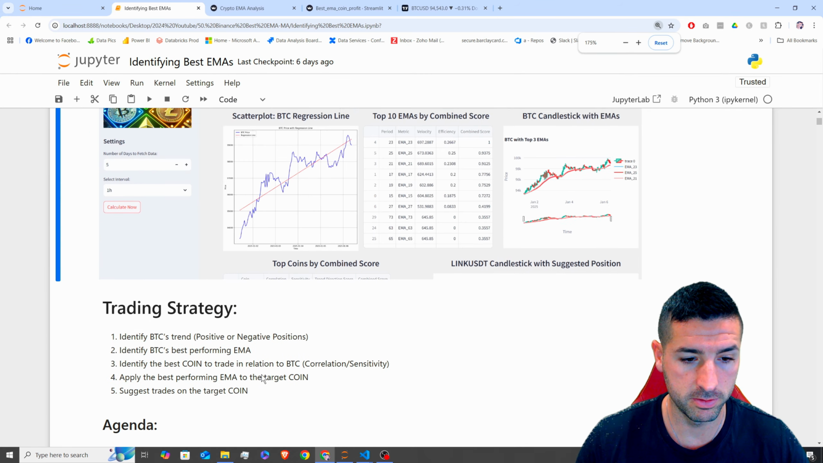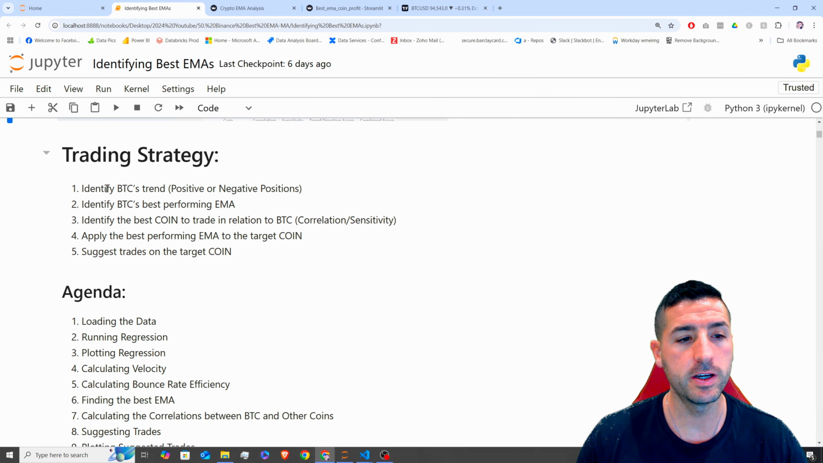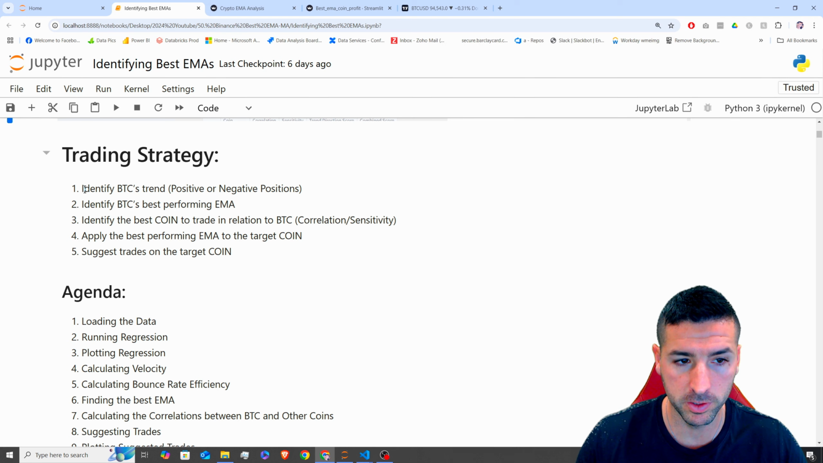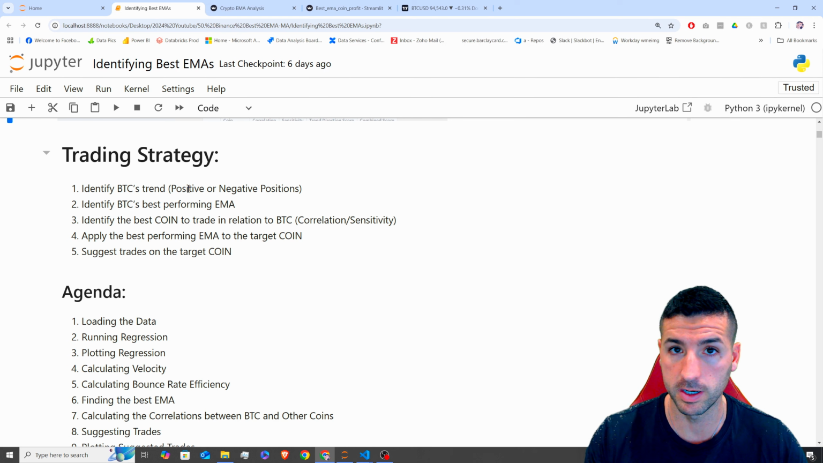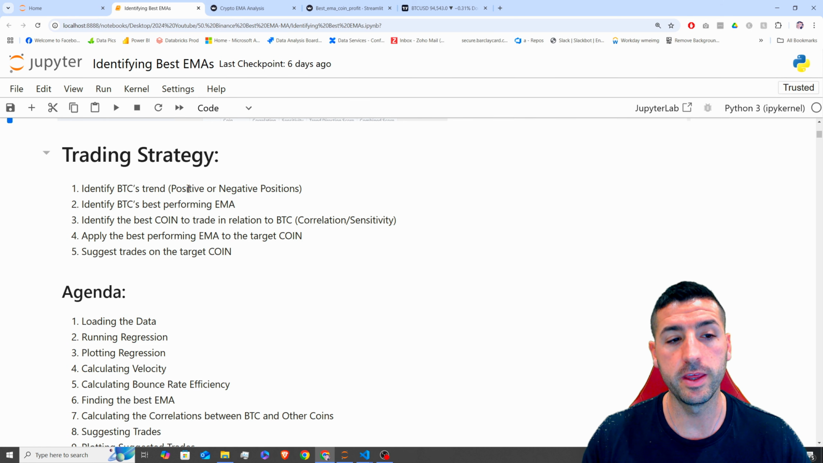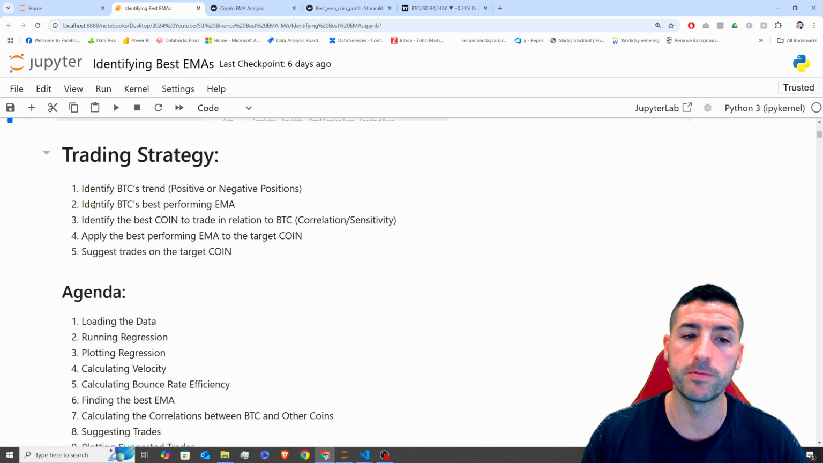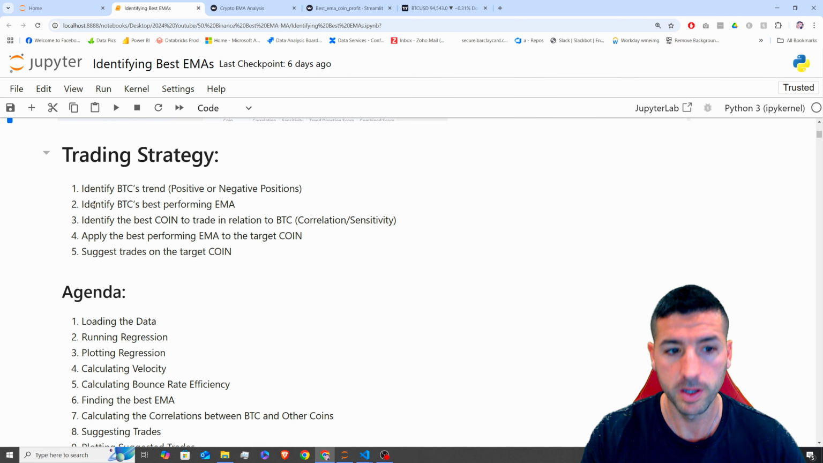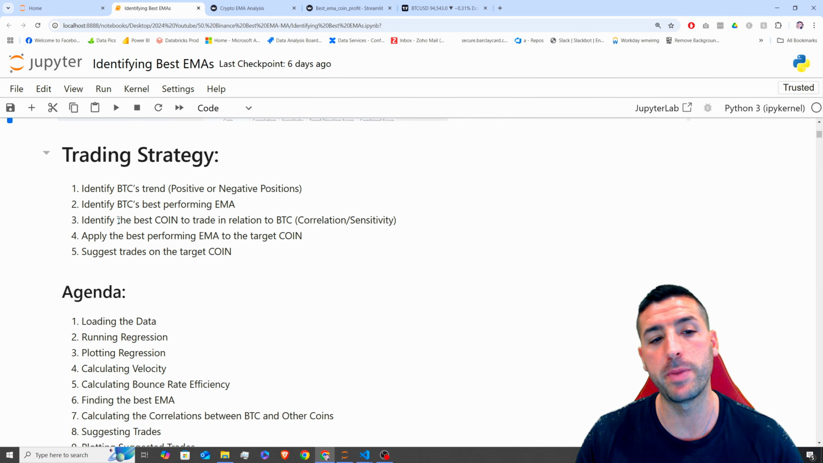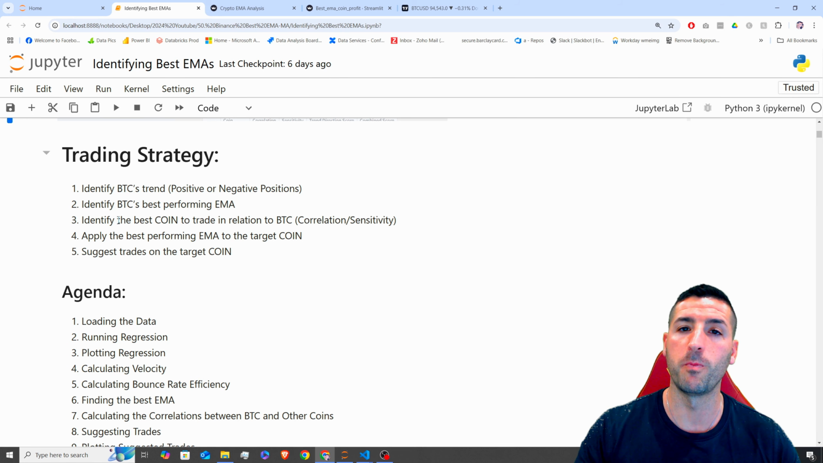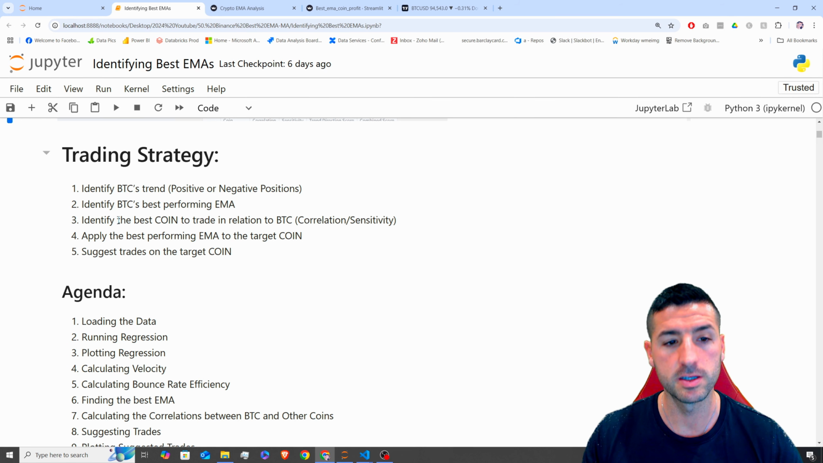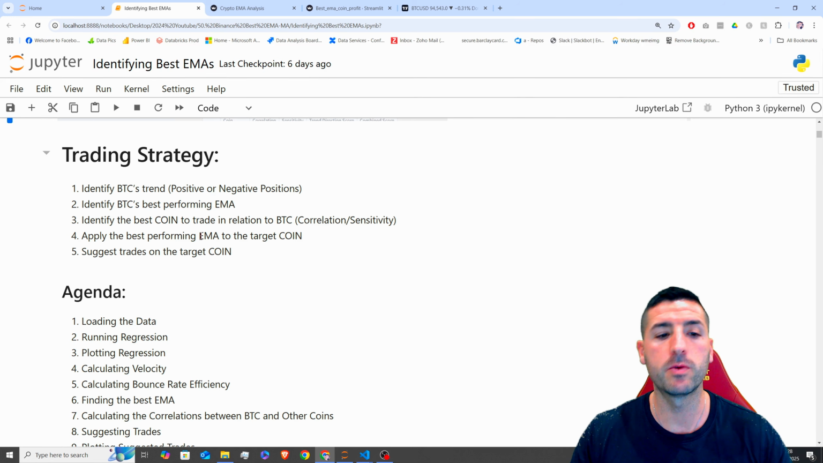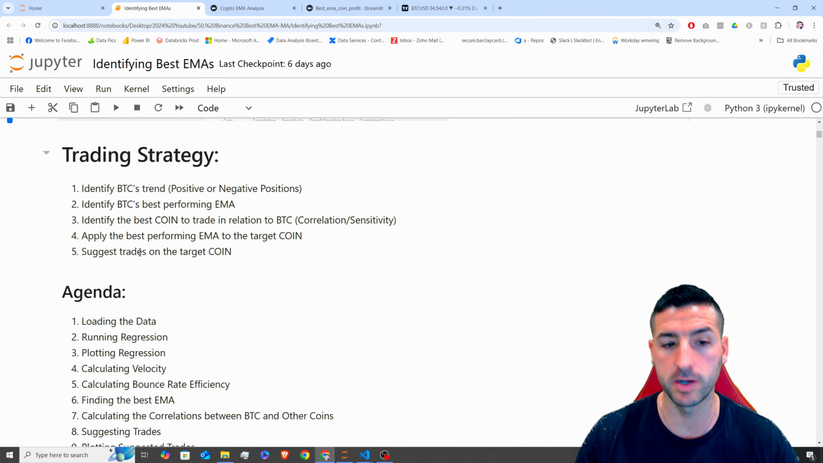The strategy now, if I zoom in, is that first we are going to identify Bitcoin's trend, whether it's positive or negative, using regression. Then we are going to identify the best performing EMAs for Bitcoin. Then we are going to identify the best coin in relation to Bitcoin to trade using correlation and sensitivity analysis. Then we are going to apply the best performing EMA on the best performing coin, and then we are going to suggest how you can take trades on that coin.